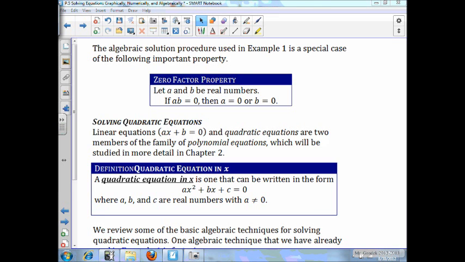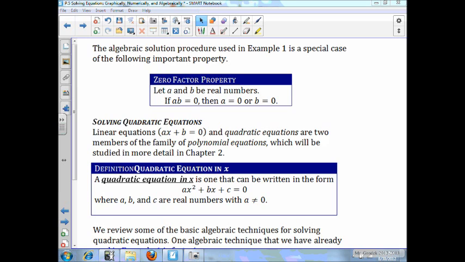The algebraic solution procedure used in example 1 is a special case of the following important property, the zero factor property. Let a and b be real numbers. If a times b is equal to 0, then either a equals 0 or b equals 0 or both equal 0. In mathematics, we'll assume that both may equal 0.